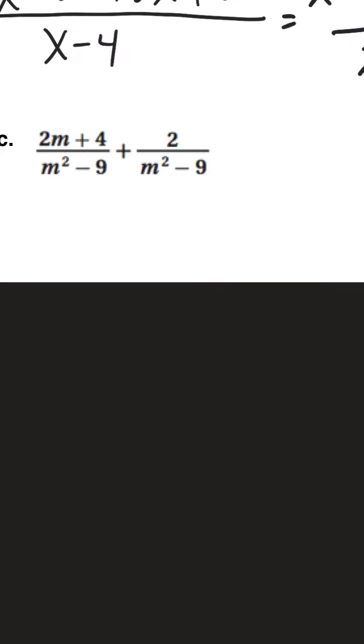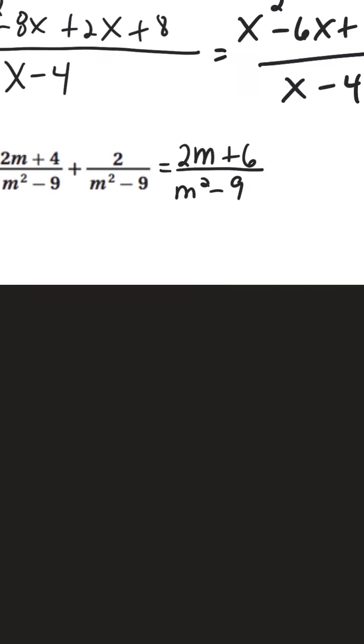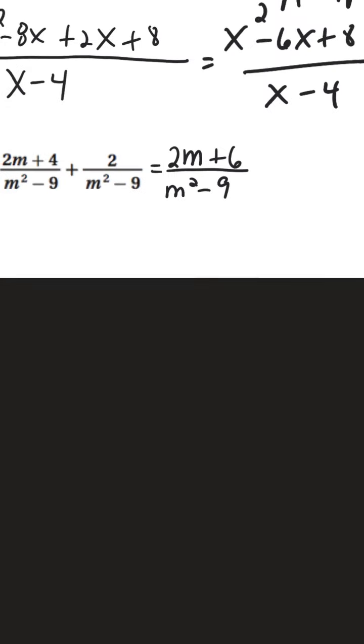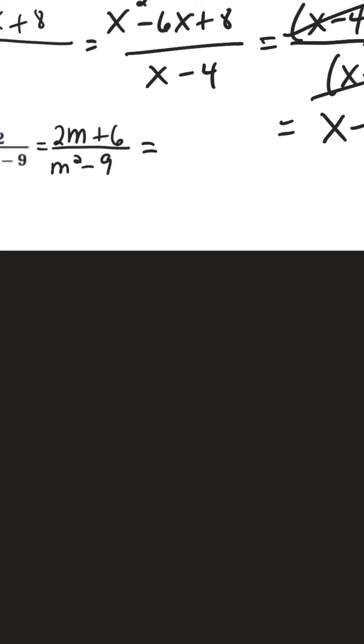Now if we look at the bottom, again, we have a common denominator already. This is the difference of two squares, so we'll talk about factoring that in a moment. On top, 2m plus 4 plus 2 is 6. Both the top and the bottom can be factored further. When you have the difference of two squares, remember that's something squared minus something squared. M squared, 3 times 3 is 9.